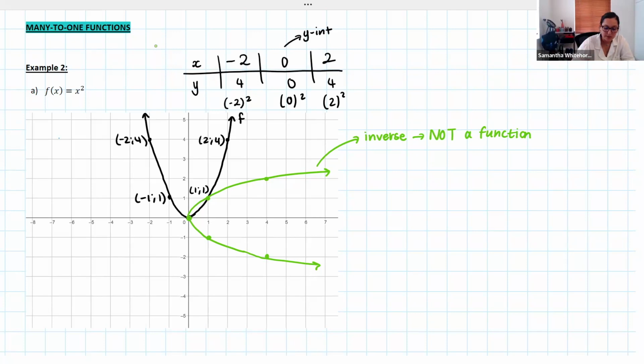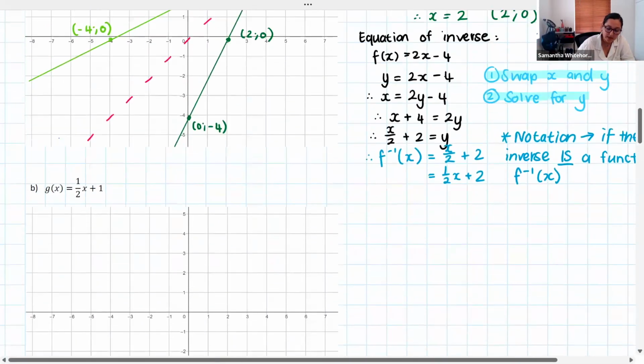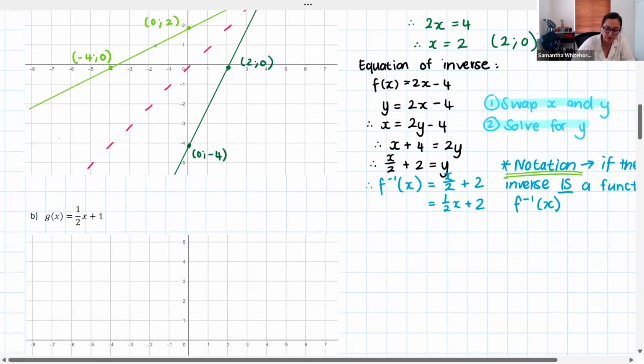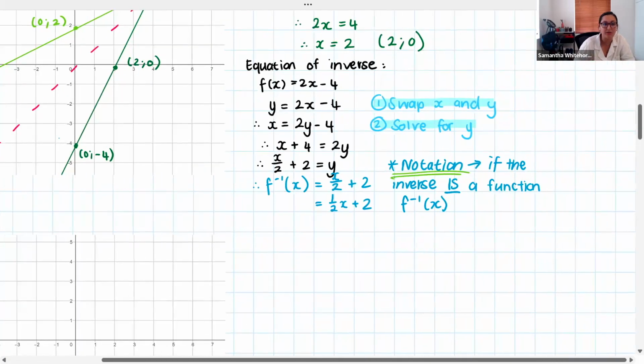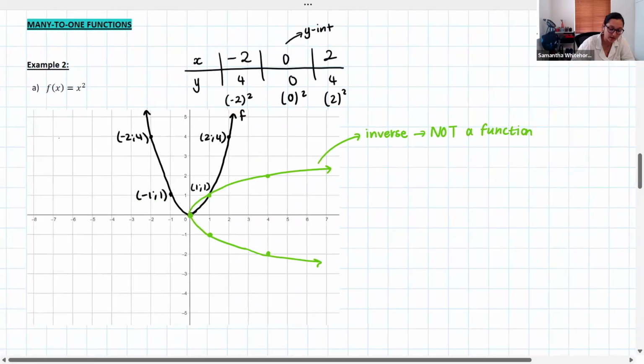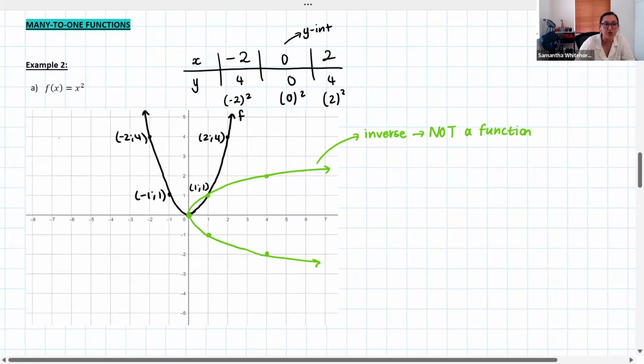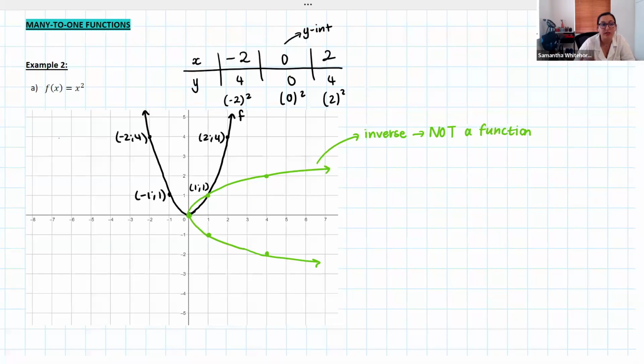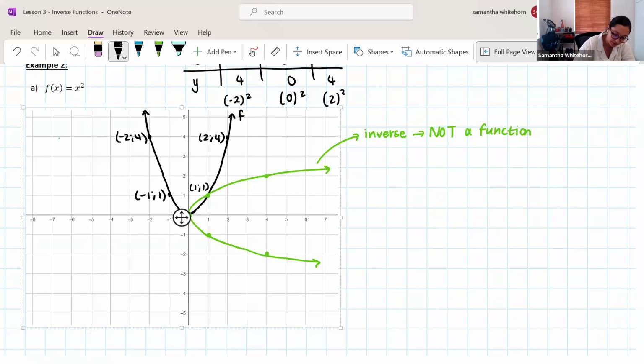Now, really importantly, because it's not a function, we cannot use this notation, because remember I said the notation is for when the inverse is a function. It is not a function. So I cannot use that f to the negative 1 of x. Instead, I will just use y. Okay, so y equals a relationship. I just can't use the f to the negative 1. All right, so let's get the equation of our inverse.